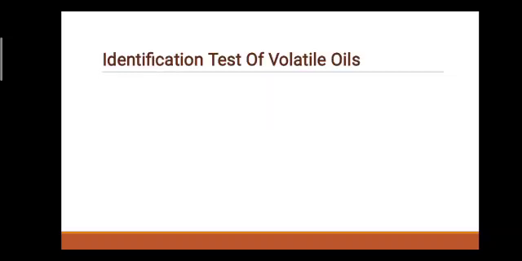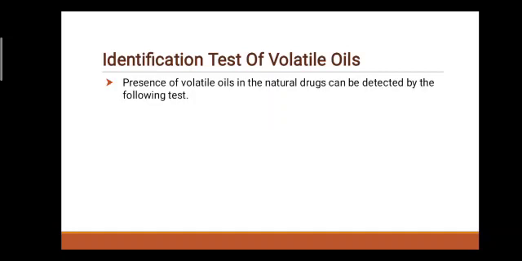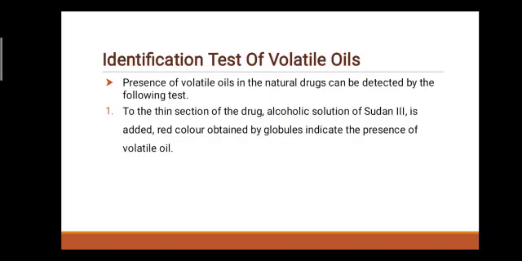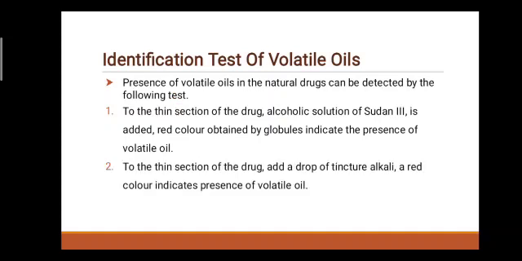Next point, identification test of volatile oil. Presence of volatile oils in natural drugs can be detected by the following tests. First, to a thin section of the drug, alcoholic solution of Sudan III is added. Red color obtained by globules indicates the presence of volatile oil. Second one, to a thin section of the drug, add a drop of tincture alkanet. A red color indicates presence of volatile oil.